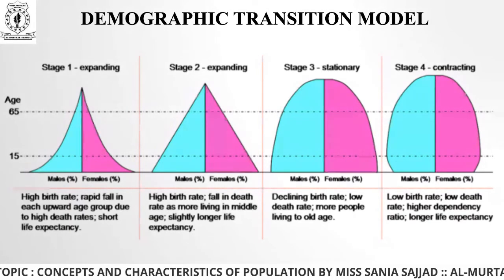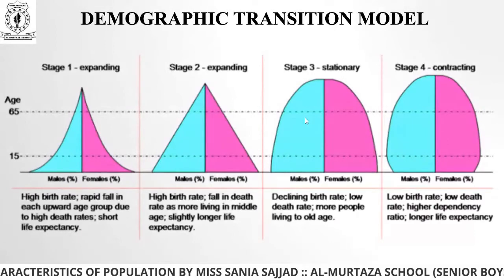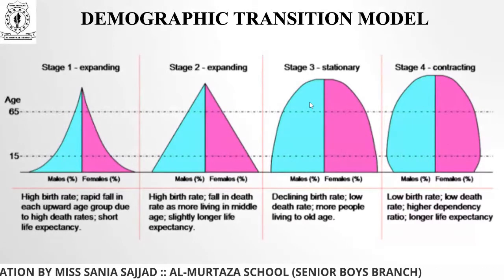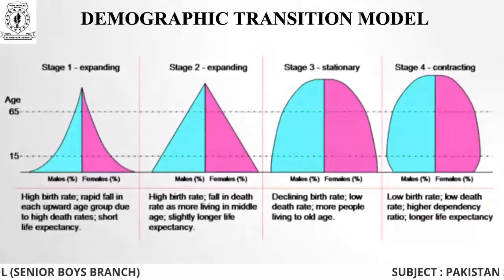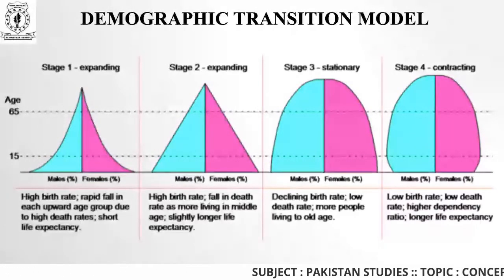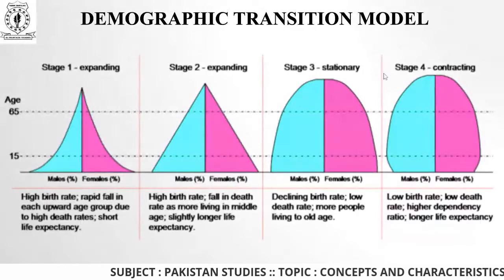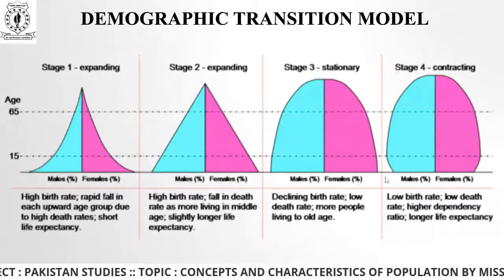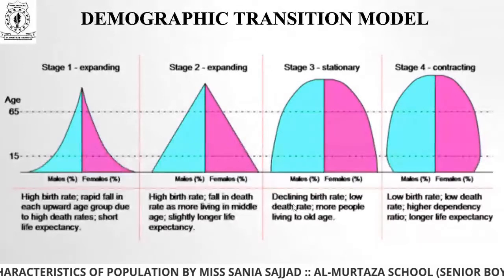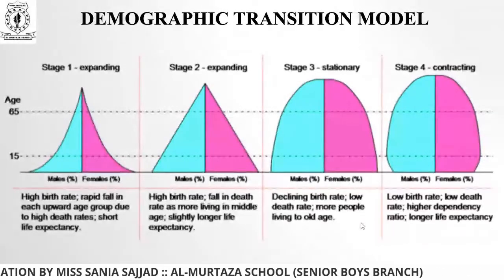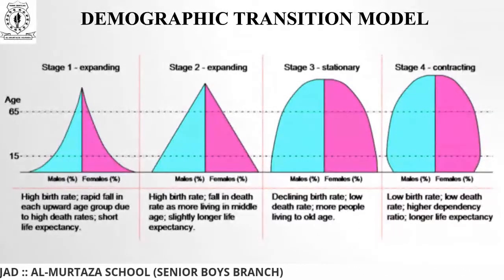When I'm talking about stationary, this is the still one. Still means that nothing is moving, it is still the same, and no changes are occurring or taking place. So that is known as stationary. In stage 3, you can see with this pictorial representation that the birth rate is declining, it is also lowering the death rate, and more people are living.